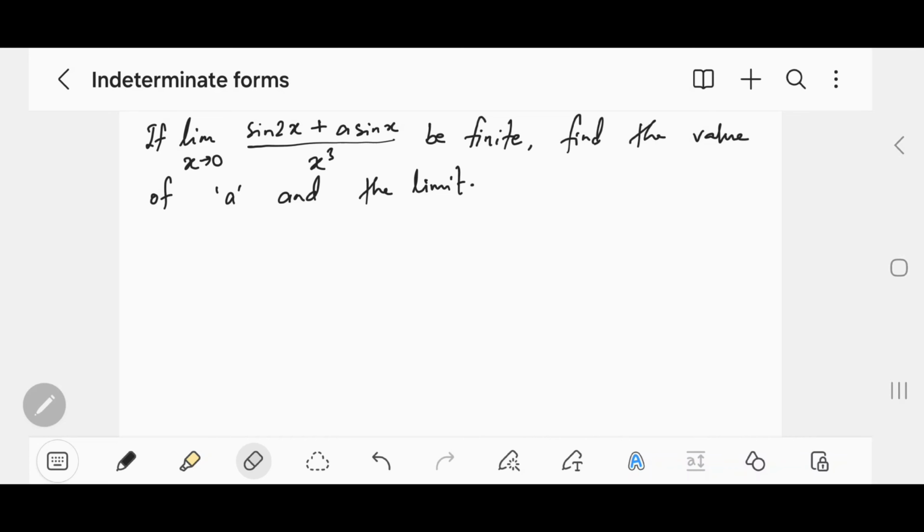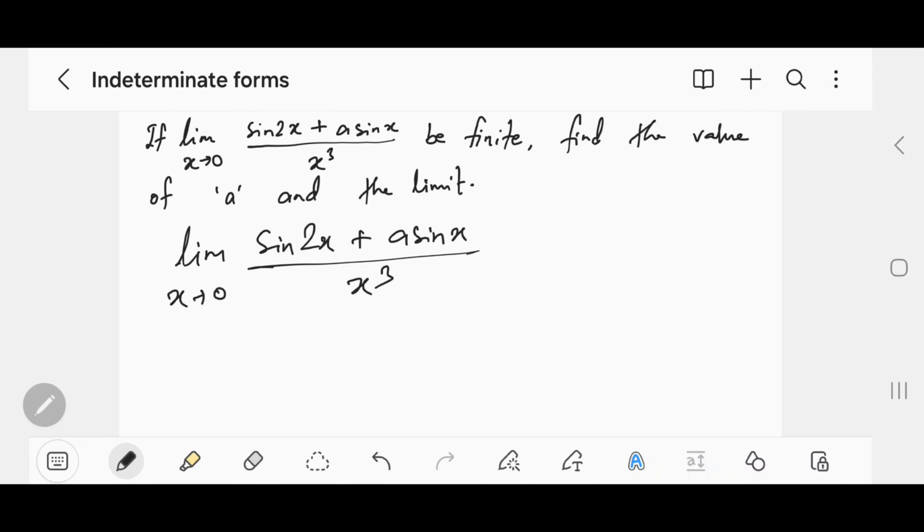Today we are going to evaluate this limit given here. The question says this limit has a finite value, that means it exists, and we have to calculate the value of a and the overall limit as well.